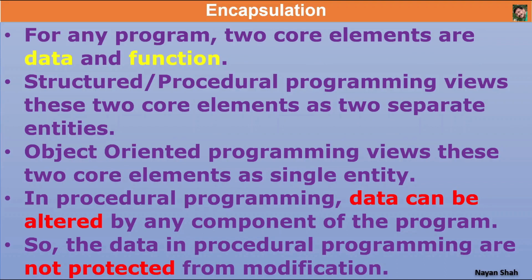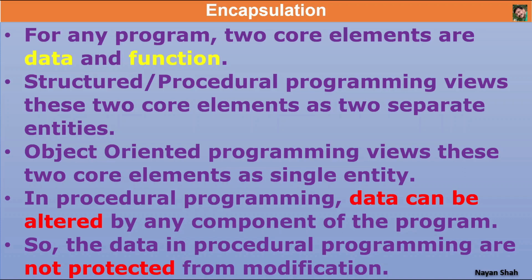Next is encapsulation. Now what is encapsulation? For any program, there are 2 core elements. We have been discussing this point since long. For any program, there are basically 2 things: data and function, variable and method, attributes and behavior. So these are the 2 core elements for any program.